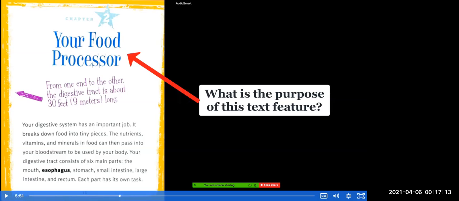So what do you think this text feature is called? What do you think this is? And what is the purpose of that text feature?